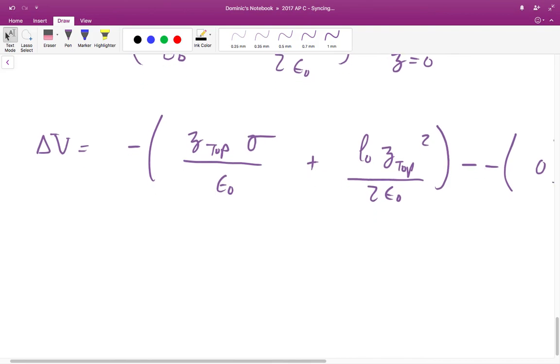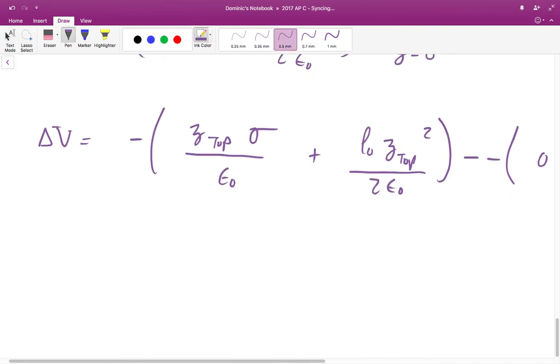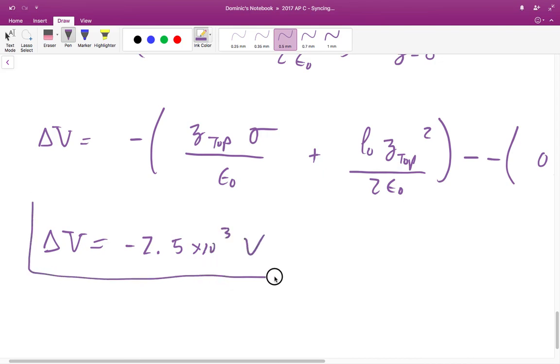Plugging in our numbers, which I'm not going to do on here, you plug that into your calculator and you should get negative 2.5 times 10 to the third volts. That is part D: negative 2.5 times 10 to the third volts.